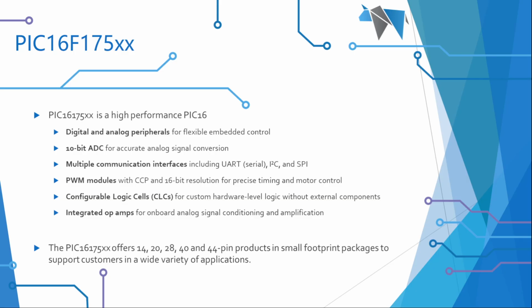I don't normally show this screen. This is in the deck of slides. I don't show it because normally we don't need to sort of recap stuff like this. But look, this has got pulse width modulation with CCP and 16-bit resolution. But I'm going to show you how you can generate PWM signals without using the modules that are inside of this microcontroller.